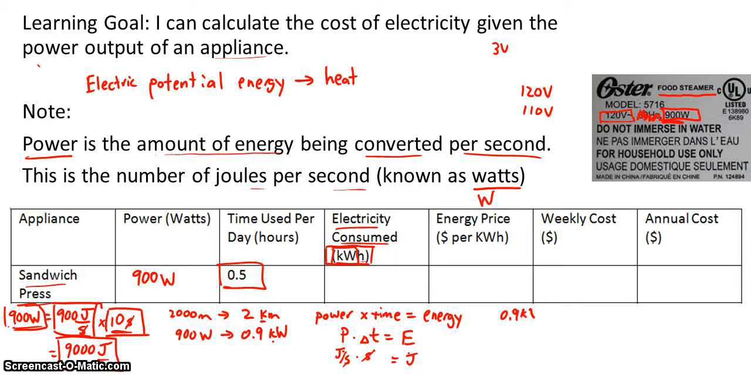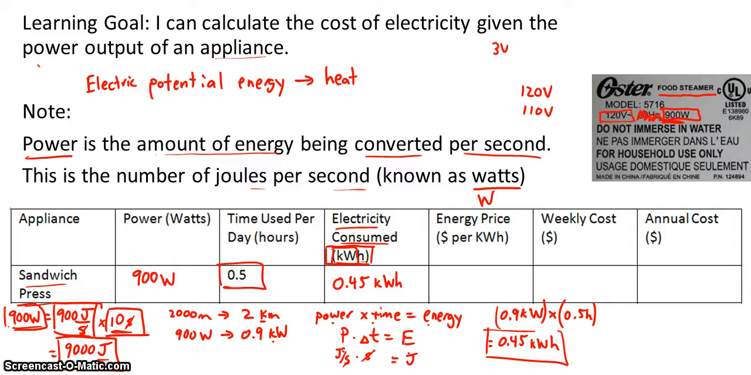0.9 kilowatts times, if we use this appliance for 0.5 hours, if I multiply power by time, that's the amount of energy that I use. So this is the same as saying 0.45 kilowatt hours. So this is measuring energy, the electricity consumed, 0.45 kilowatt hours.